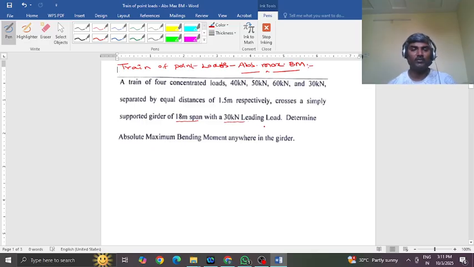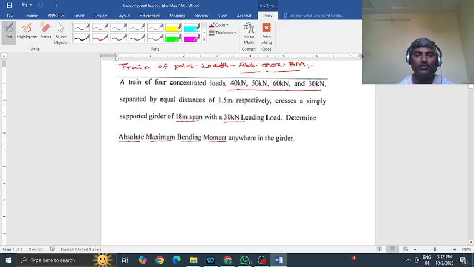We have worked out the maximum bending moment at a section in the earlier session. So this session we will work out the absolute maximum bending moment. Let us see how this is going to be worked out. In this case, the positioning of the loads is very important. So how do you position these loads to get absolute maximum bending moment?